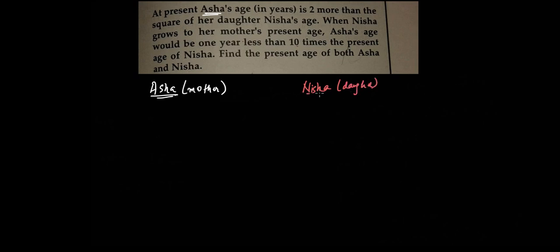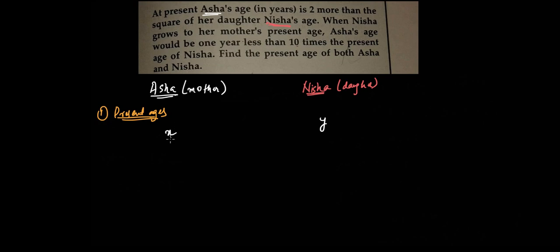So this question deals with the ages of Asha and Nisha. We have Asha's age given 2 more than square of her daughter Nisha's age. Now Nisha is the daughter and the relation between their ages is given. So let us make a table, it will make the complex problem look easier. Let us start with present ages. For Asha, let us assume that the present age of Asha is X and the present age of Nisha is Y. Two unknowns.